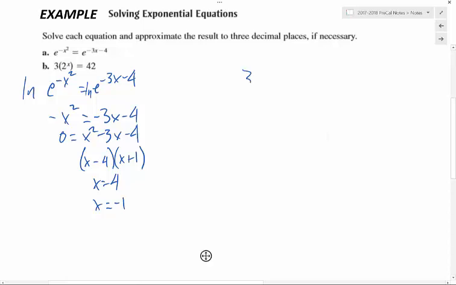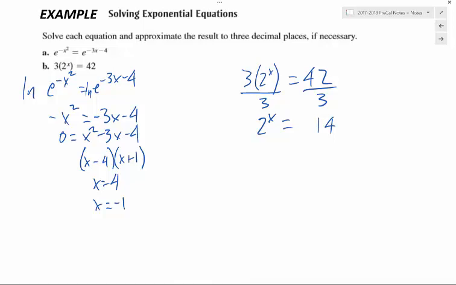On the next one, I have 3 times 2 to the x power equals 42. I would divide both sides by 3 to get 2 to the x power equals 14. Now, it is apparently obvious to us, at least it should be, hopefully, that there is simply no easy way that 2 becomes 14. So what I'm going to do in this case is I'm going to take the natural log of both sides.